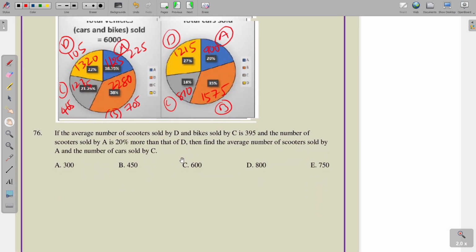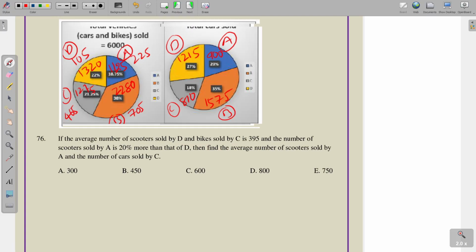The average number of scooters sold by D. Average number of scooters sold by D and C bikes. It is 395. C bikes are how many? 465. Average is 395 means extra 70. So it is 325. These are the scooters of D and these are the bikes of C according to their average 395. So total 395 into 2, in that the remaining is 325.